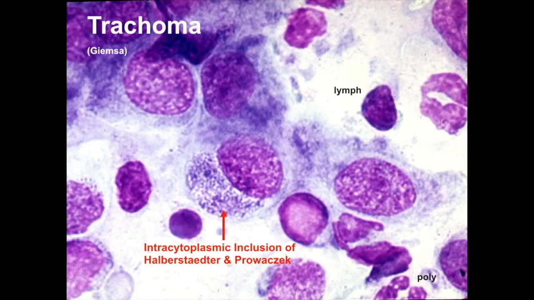This is an old conjunctival scraping from trachoma from Yanoff's collection. It shows the presence of the intracytoplasmic inclusions of Halberstaedter and Prowazek in the conjunctival epithelial cells and the mixed infiltrate of lymphocytes and plasma cells.